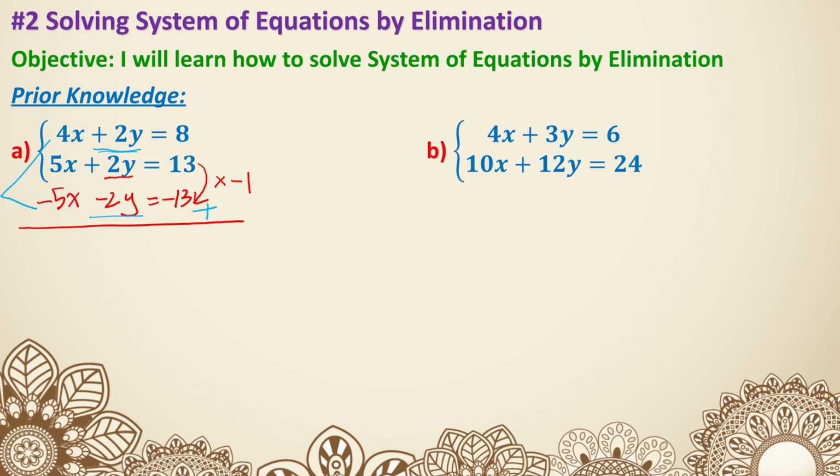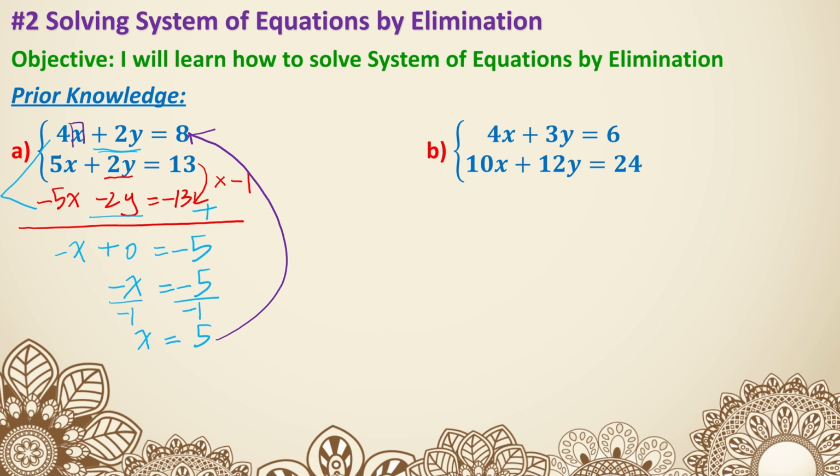4x plus -5x is a -x. Then 2y and a -2y is a 0. 8 plus a -13 is a -5. So we have -x equals -5. We divide both sides by a -1. x equals 5.